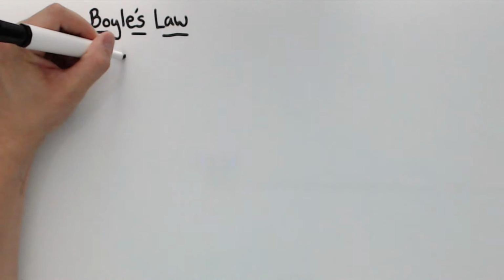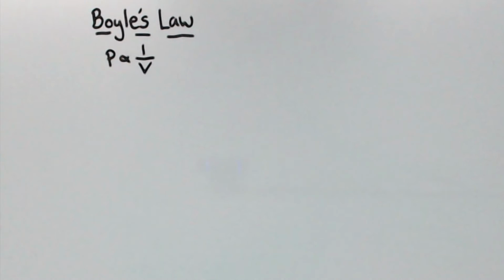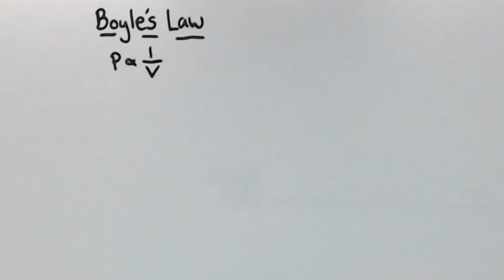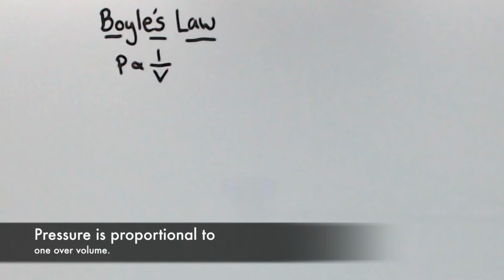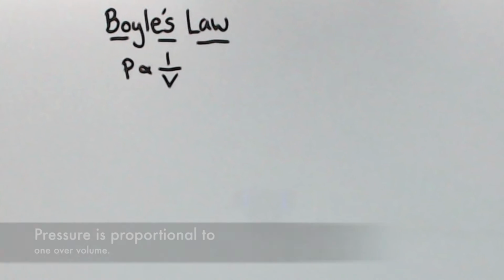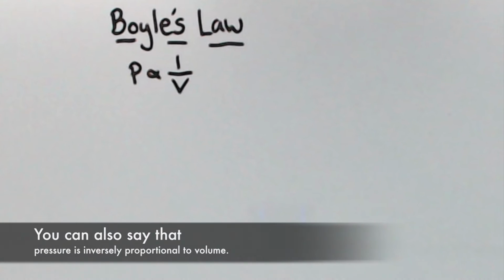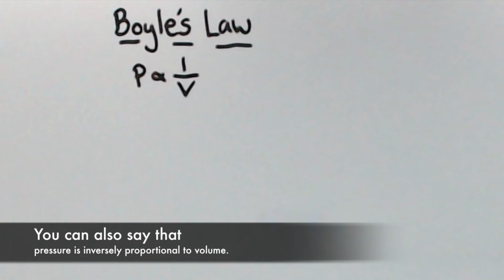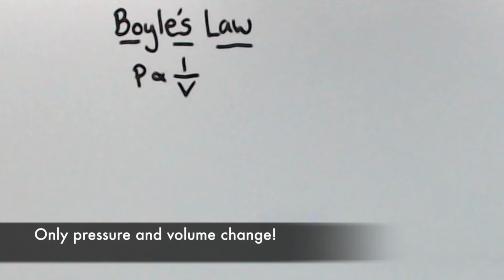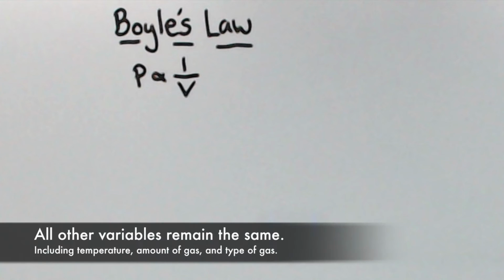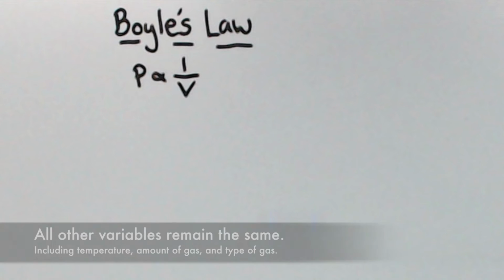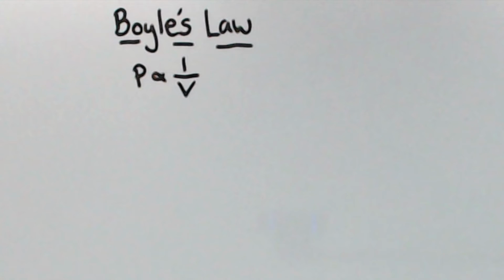Boyle's Law can also be explained mathematically by the following proportion. This basically reads in translation from math to English to say pressure is proportional to 1 over V, or you can say pressure is inversely proportional to V. Those mean the same thing. An important thing to consider with Boyle's Law is that all other variables remain constant, meaning that the temperature, amount of gas, and type of gas remains the same. The only change is in regards to the volume and the pressure for this law. Also, this only pertains to ideal gases, which will be explained in a later video.